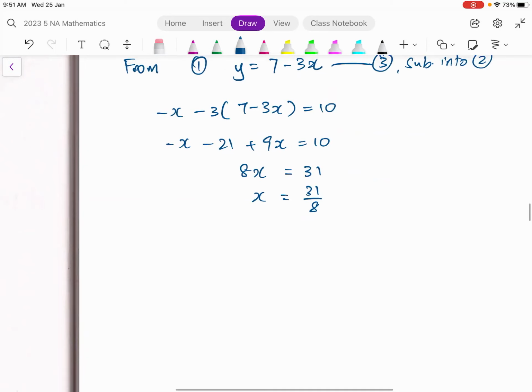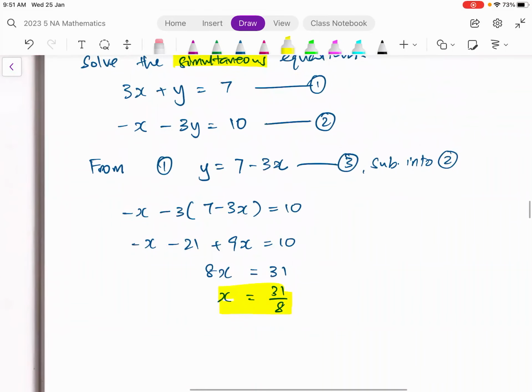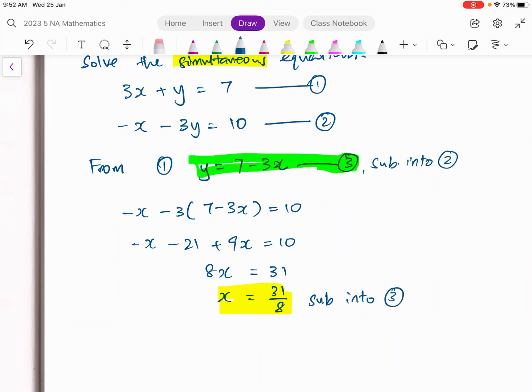Now we end up with a single value of x. This is the value of x that will satisfy both equations at the same time. But it has to have a corresponding value of y. So we sub into the equation that is newly created, equation number 3. So it says that y is equal to 7 minus 3 times 31 over 8, and you get the answer.